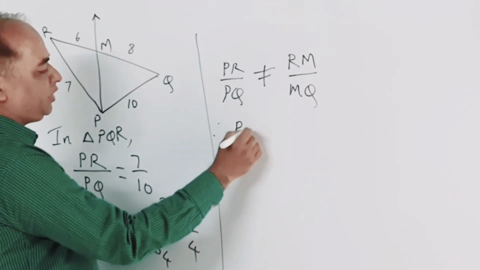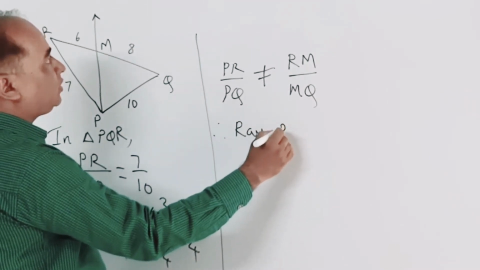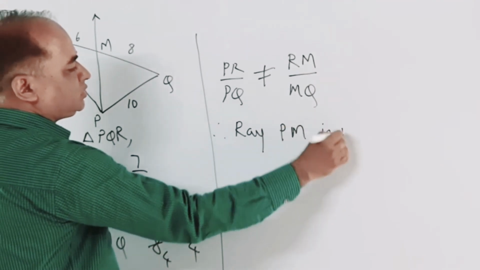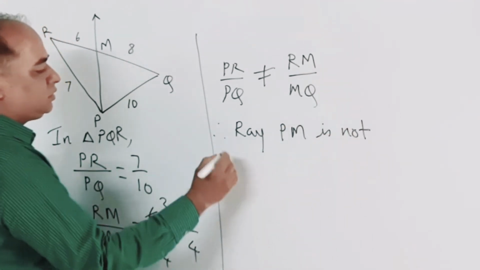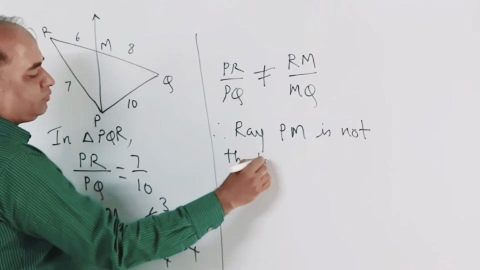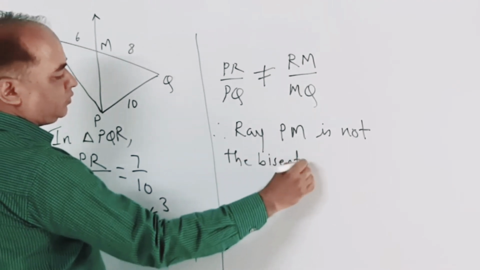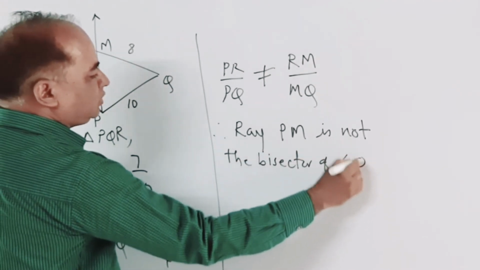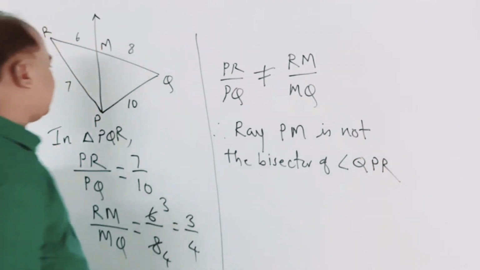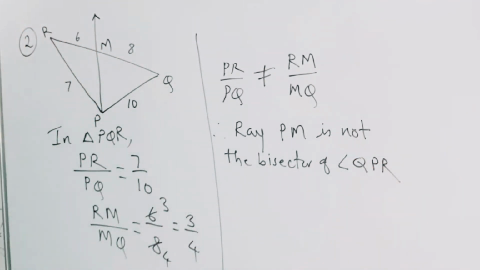Therefore, ray PM is not the bisector of angle QPR.